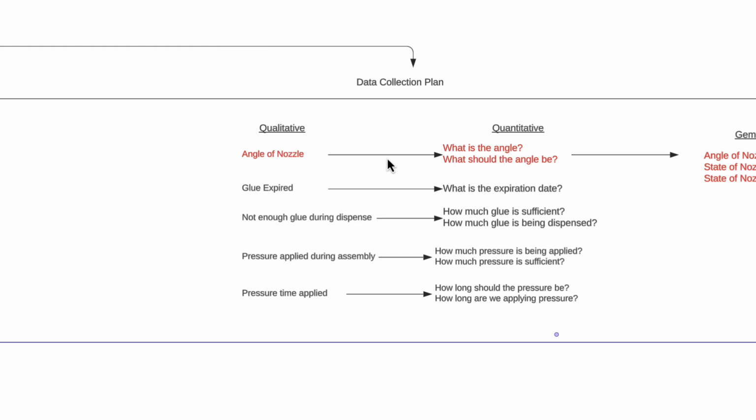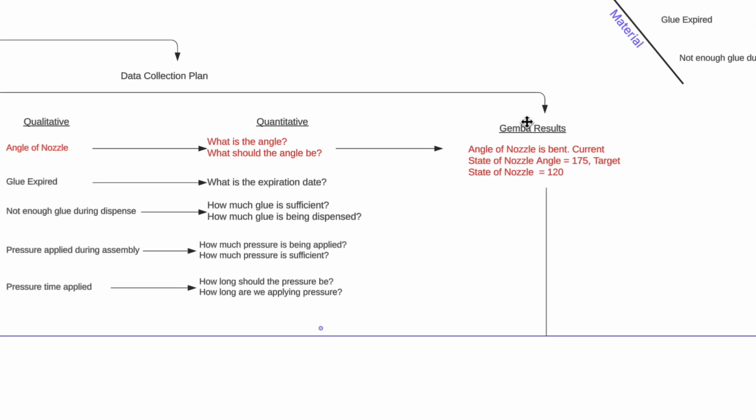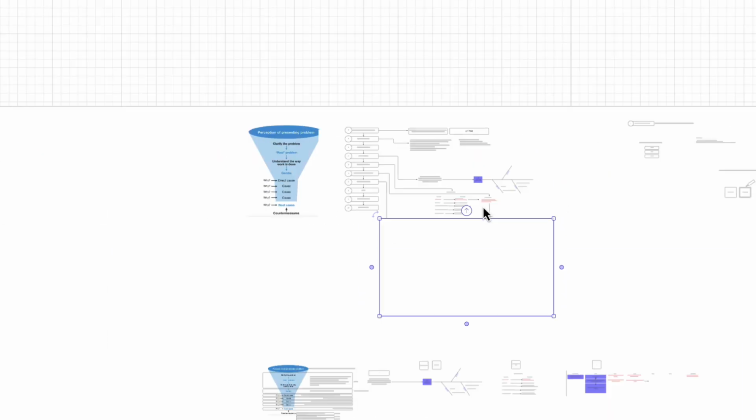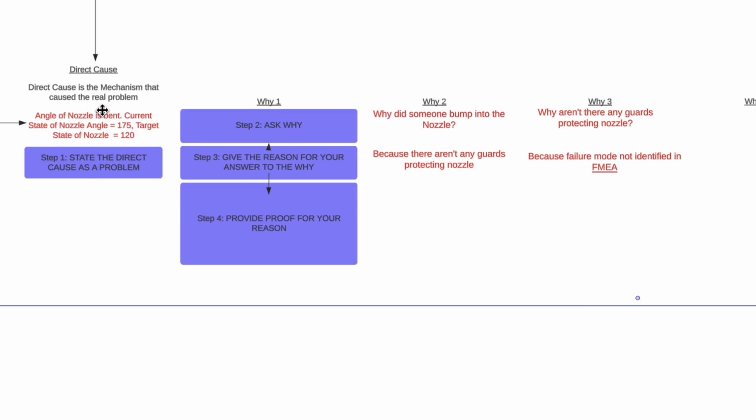So we go, great, well, if we know that the angle could be the problem, what is the angle currently and what should the angle be? And this is the data collection we would have to go out to Gemba to start measuring that. So let's say we go to Gemba and this is our result. We found that the current state of the nozzle angle is 175 degrees versus a target of 120 degrees. So that becomes our direct cause. The direct cause is the angle of the nozzle.